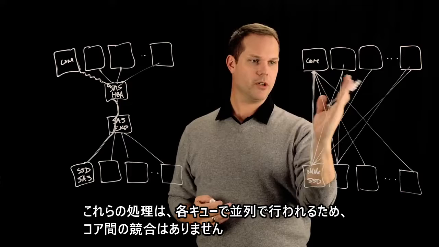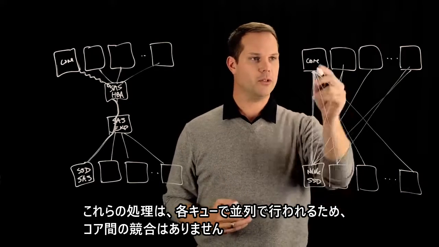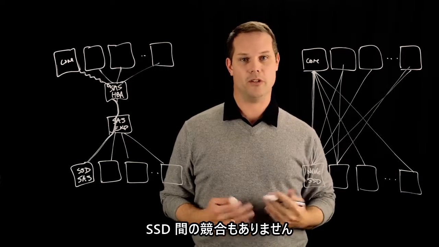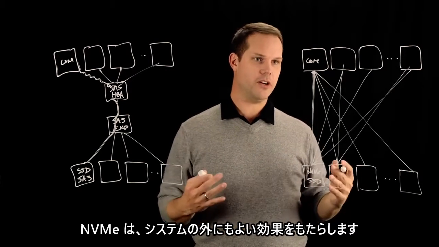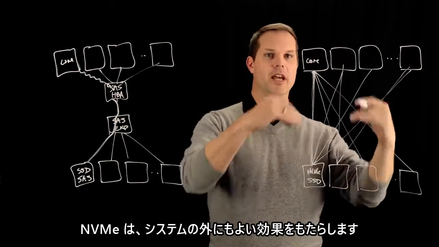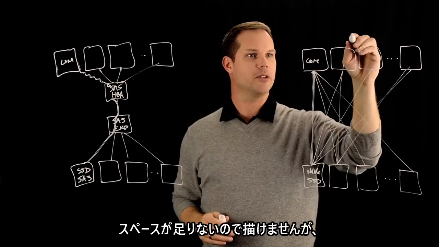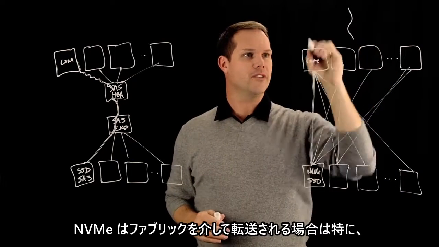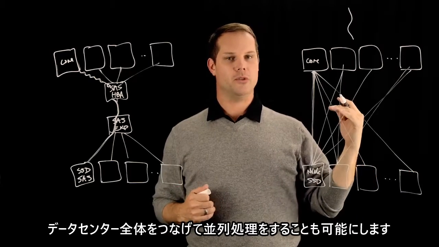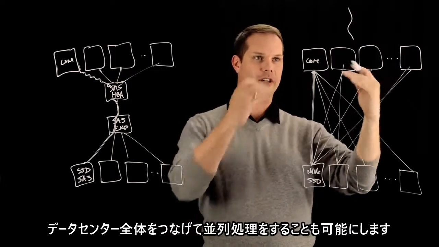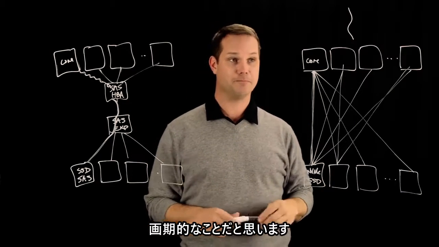Now, because this work is done all in parallel and all on different queues, there's no contention between any of the cores, and likewise no contention between any of the SSDs. So the benefits of NVMe can be extended outside of the system as well. And I don't have enough space to draw here, but you can imagine that with NVMe, and especially if it's transported over fabrics, there's going to be a way to connect to the entire data center in such a parallel fashion. And that's a really exciting development.